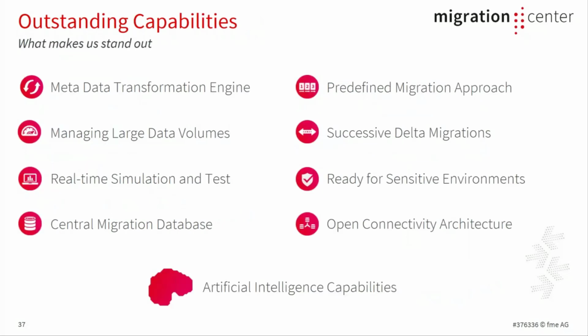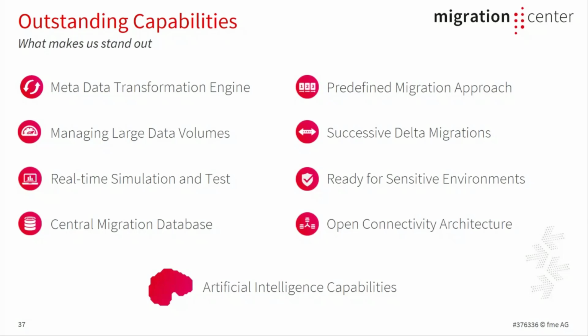So what makes us stand out? I mean, there are a couple of things. First of all, we have this powerful transformation engine, which allows you to transform your metadata and your objects to the target object model. We have capabilities to handle really large volumes of data, so hundreds of millions of records. We have simulation and testing capabilities inside our product, which helps you especially during the validation phase, which Frank mentioned.